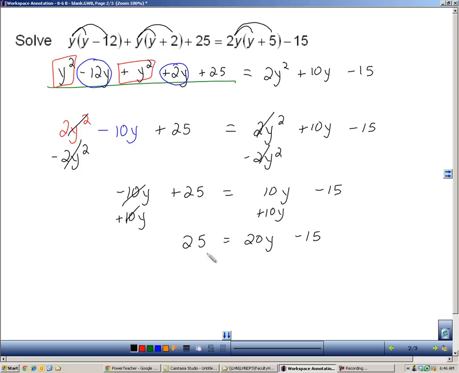And now we have to finish by solving, isolating the y. Add 15 to both sides. So 40 equals 20y. Divide by 20. So it looks like y equals 2.